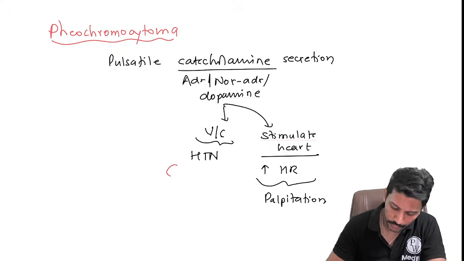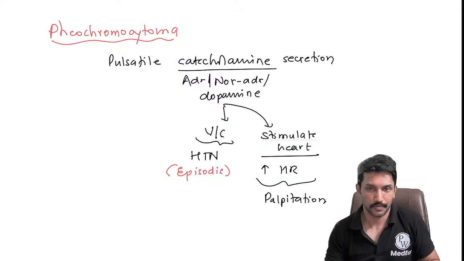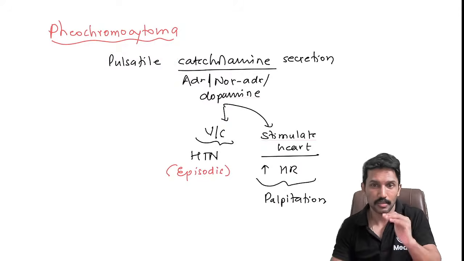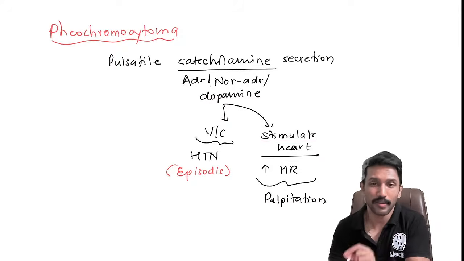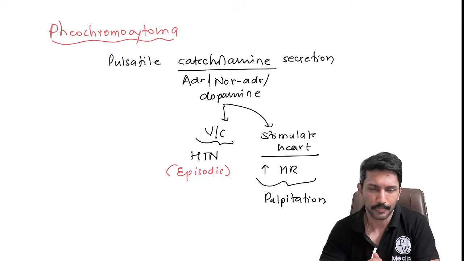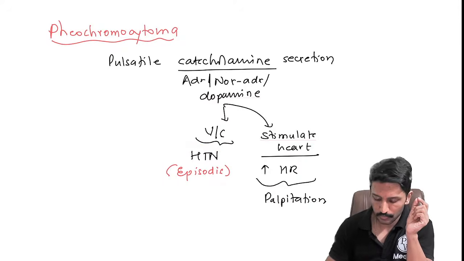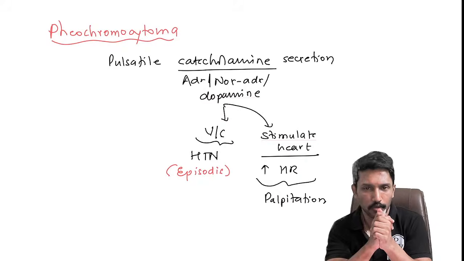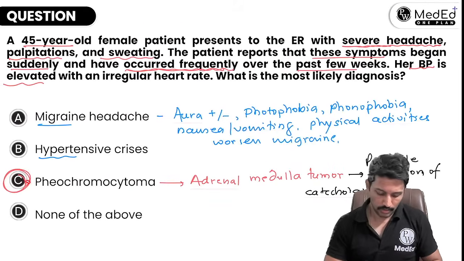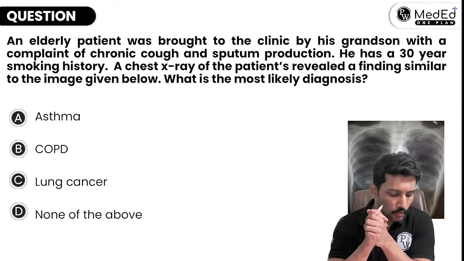This hypertension is often called episodic hypertension because the catecholamine release is episodic, pulsatile, not continuous. So only when catecholamine gets released, BP shoots up. If I take a BP reading when the catecholamine surge is not happening, BP may be normal. Okay, so any question that talks about episodic hypertension and palpitation is most likely talking about pheochromocytoma, right? So that's going to be our answer. Okay, now let's go to the next question.